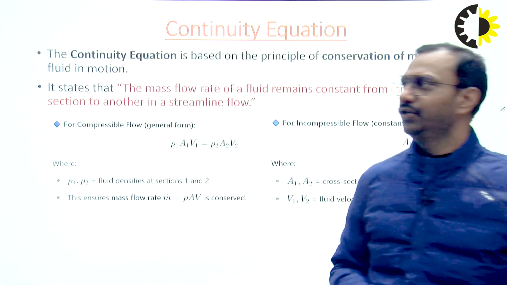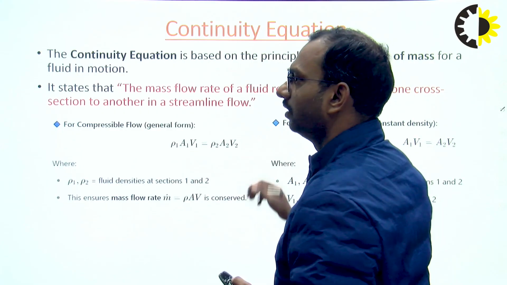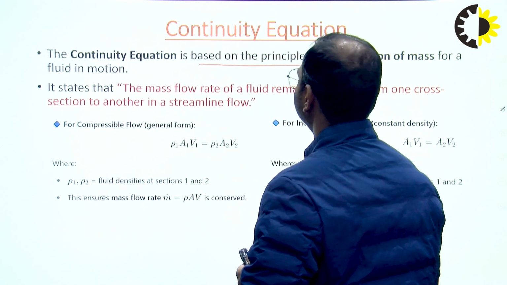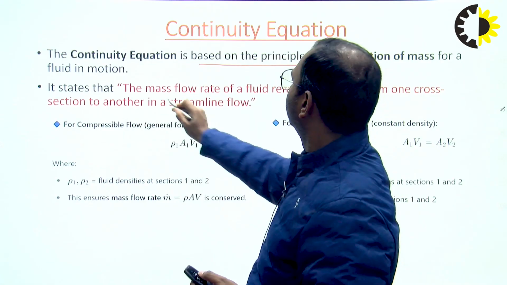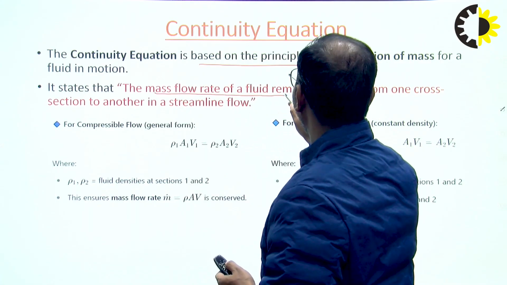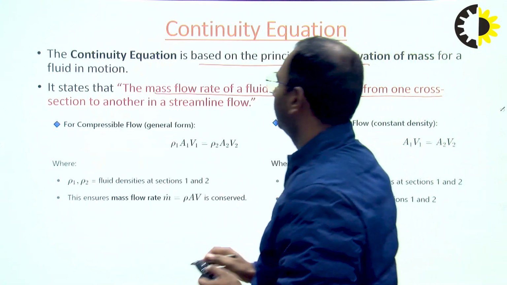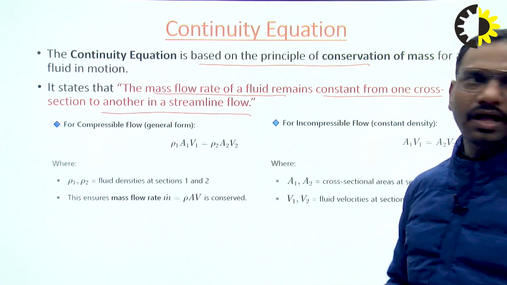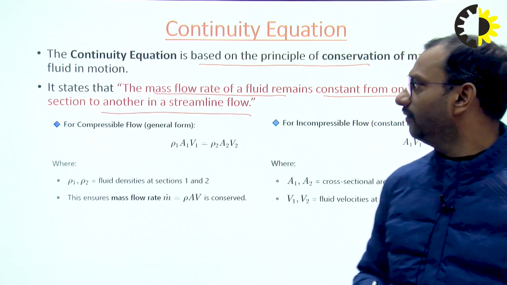Then what is the continuity equation? The continuity equation is based on the principle of conservation of mass for a fluid in motion. It states that the mass flow rate of a fluid remains constant from one cross section to another in a streamline flow. Basically, the continuity equation tells about conservation of mass.